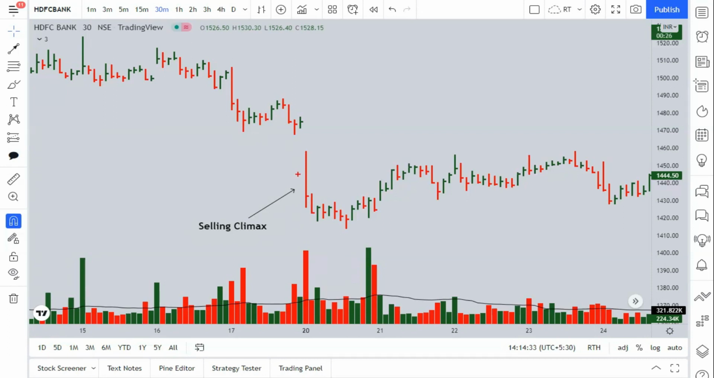So if this is the high of the bar, and this is the low of the bar, and this is the 50% of the bar, the closing should be on the lower half of the bar. That's what selling climax is all about.